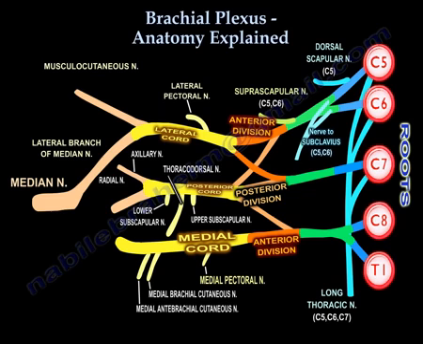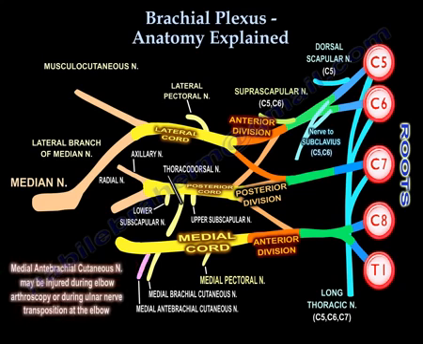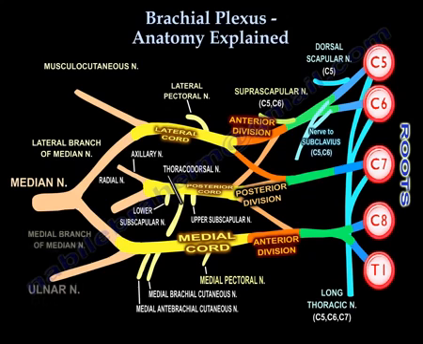The medial antebrachial cutaneous nerve can be injured during elbow arthroscopy or during work on the ulnar nerve to release it and transpose it. The terminal branch of the medial cord is the ulnar nerve, and it also gives a medial branch for the median nerve. The lateral branch of the median nerve and the medial branch of the median nerve join together to make the median nerve. How about the medial pectoral?